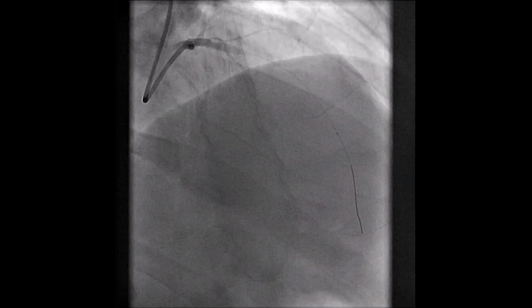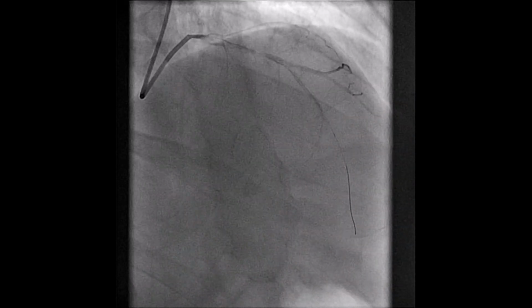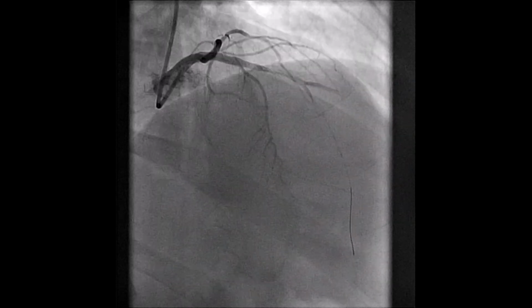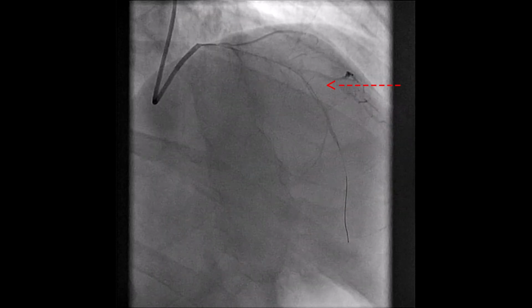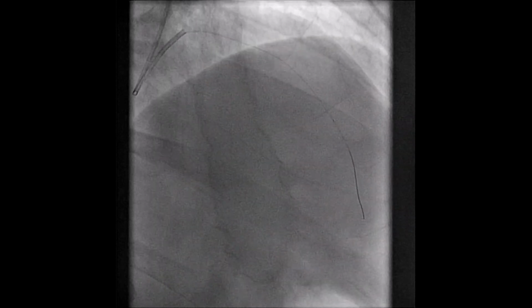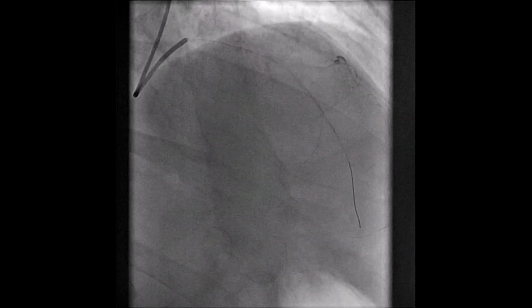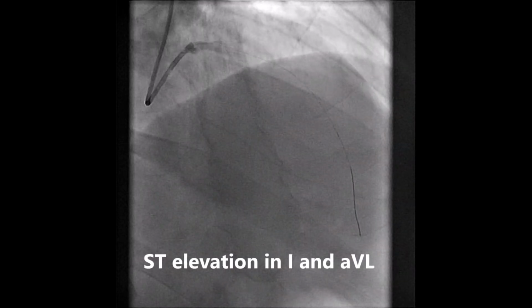As you can see, the localization of the anterior descending blockage was proximal according to the origin of the first diagonal, which corresponds with the electrocardiogram alterations previously described, which are the elevation of the ST segment on high lateral leads 1 and AVL.